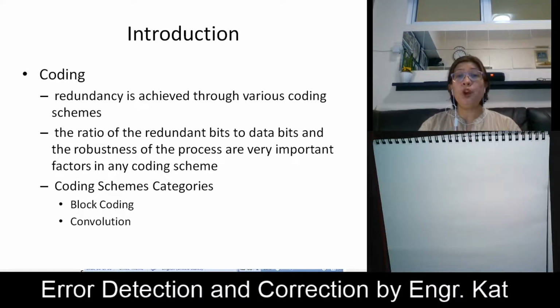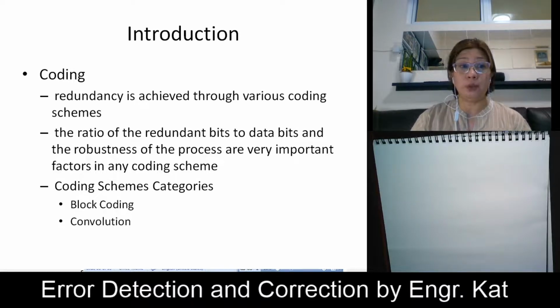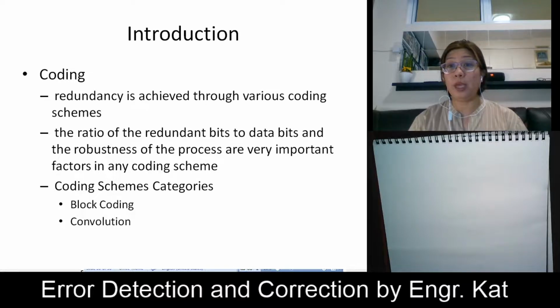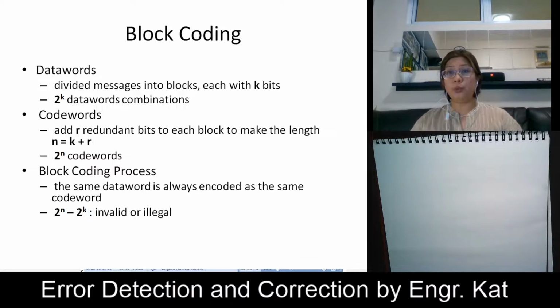There are two coding scheme categories: block coding and convolution. In this presentation, we are just concerned with block coding. The second type, convolution, is more complex and is beyond our scope, so we will be concentrating on block coding. So let us now go to block coding.